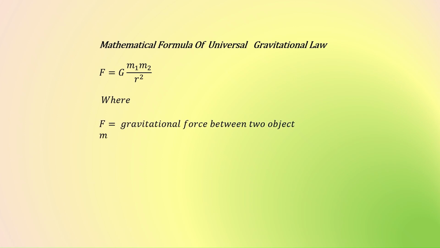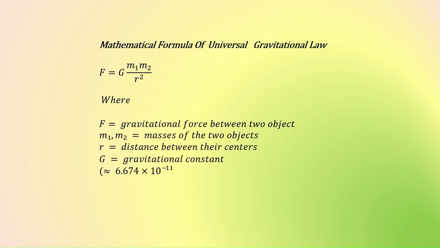Now, let's look at the mathematical form of Newton's law of universal gravitation. The force of gravity is given by this equation: F equals G multiplied by m1 and m2, divided by r squared. Here, F is the gravitational force, G is a constant, m1 and m2 are the masses of the objects, and r is the distance between them. This simple formula explains how everything in the universe is connected by gravity.